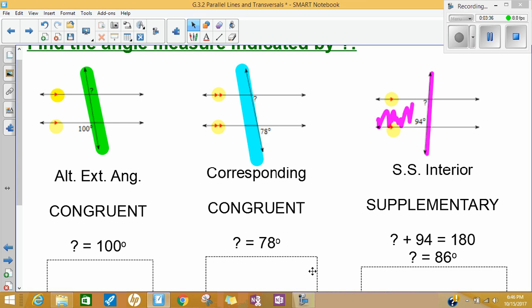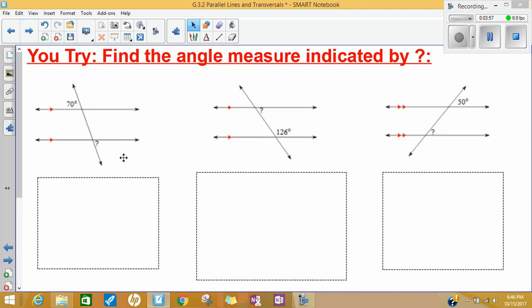So you can see that if they're on alternate sides of the transversal, or if they're corresponding, in the same place in the different groups of 4, the angles are just going to be the same. But if they're on the same side, and they're same side interior or same side exterior, they add to 180. So you've got just a little bit more work to do to find the angle measure. Go ahead and pause here and try these 3 the same way we just did the last 3.